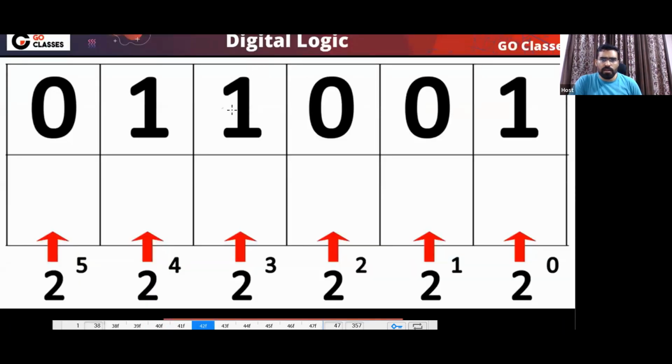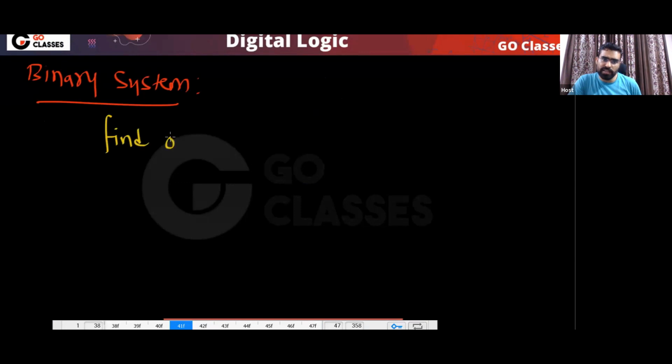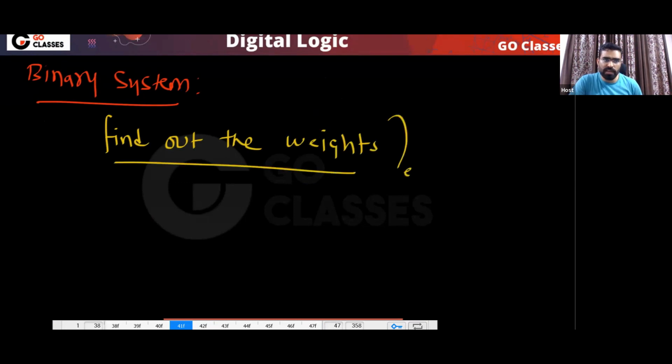Now, similar to the decimal system, in the binary system, what happens? Tell me one thing. In the binary system, let's find out the weights. For example, if I give you a binary number like this, 1011, tell me what this means. Can anyone tell me what this means?